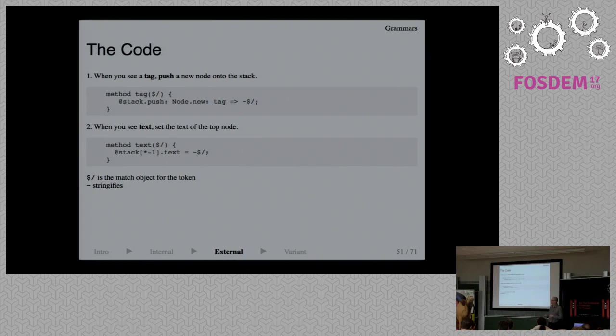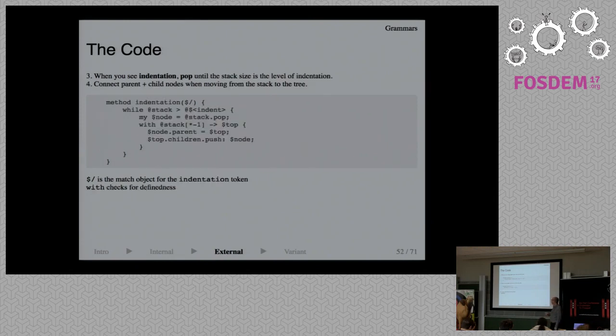When you see text, set the text of the top node. So here we have a method called text, and we just say the top node, you say *-1 to reference the top node, .text equals the incoming text. Not that much to it. And then the trickiest part is what happens when you see indentation, because now we have to pop until the size of the stack is the same as the level of indentation. Once you say it explicitly, it's not that bad. While at stack is greater than at $indent. There's a little bit of magic here because the $/indent refers to the element of the match object that's named indent. Before we started this, you saw that there was an indent in some of the matches, and that'll tell you how many levels of indentation you have.